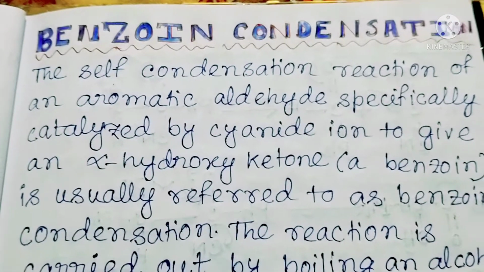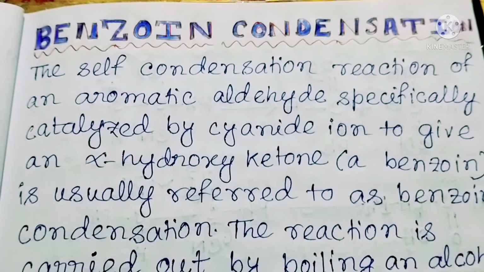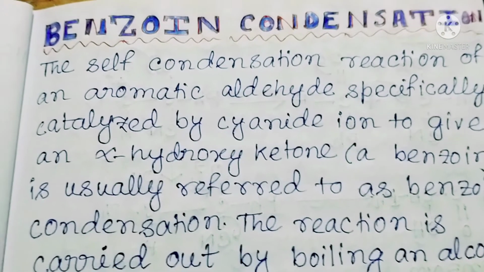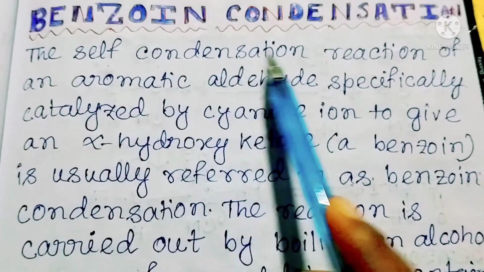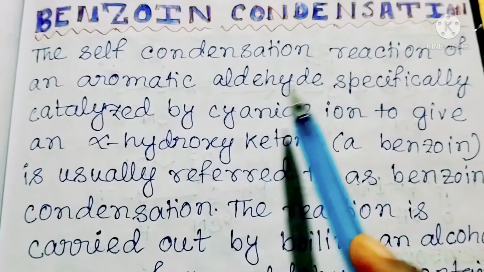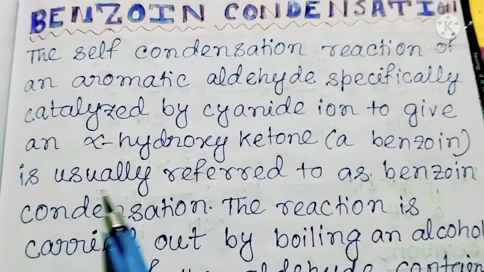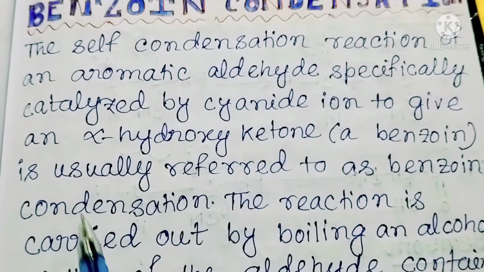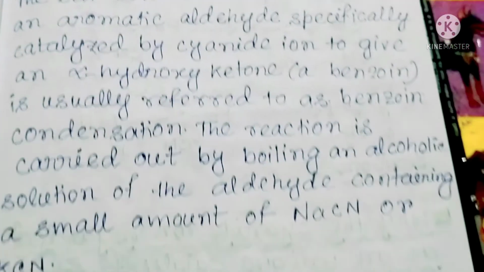Hello students, today we shall discuss benzoin condensation. So let's see what benzoin condensation is. The self-condensation reaction of an aromatic aldehyde, specifically catalyzed by cyanide ion to give an alpha-hydroxy ketone, a benzoin, is usually referred to as benzoin condensation.